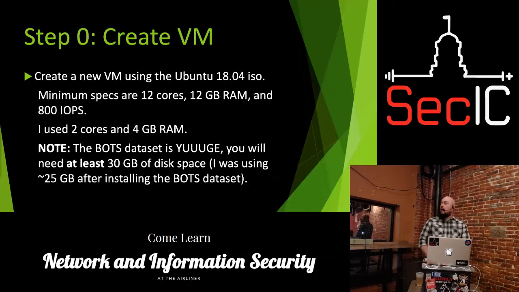So first step, create a new VM. Again, I used Ubuntu 18.04. Minimum specs, according to Splunk, are 12 cores, 12 gigs of RAM, and 800 IOPS. You don't really need that for a test environment. That's more for good performance in an enterprise environment. So I just went ahead and went with 2 cores and 4 gigs of RAM.